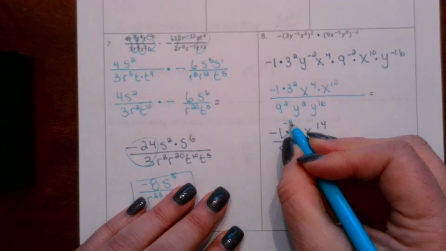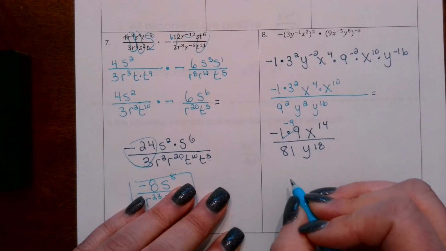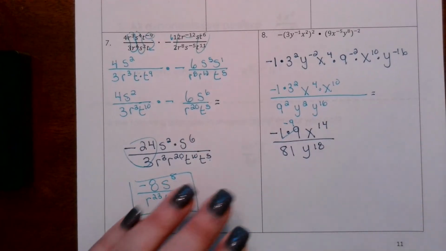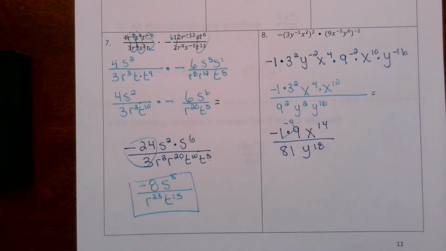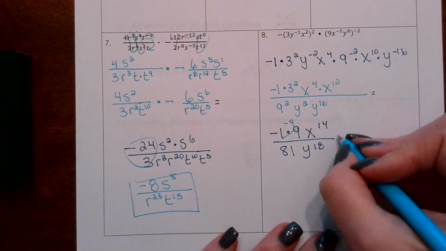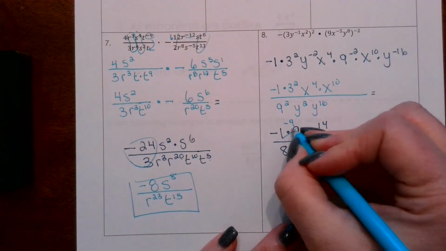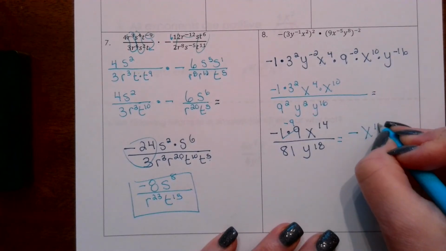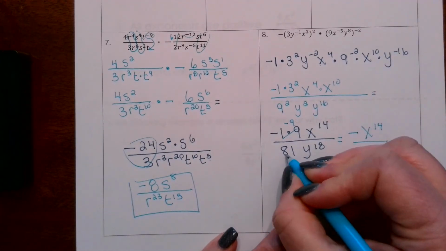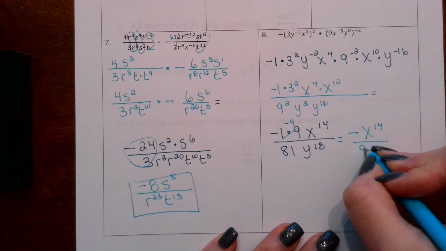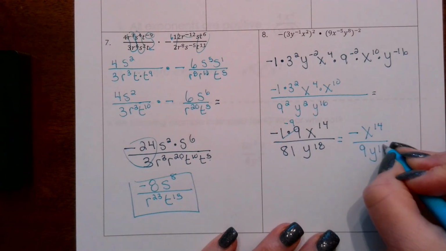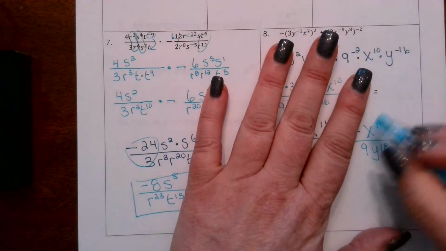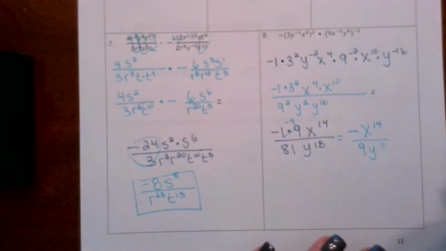I know that 9 goes into negative 9 negative 1 time. If I divide this by 9, I'll get negative x to the 14th, because the negative has to stay. Divide that by 9, I get a 9, y to the 18th. Sorry, that doesn't look like an exponent very much.